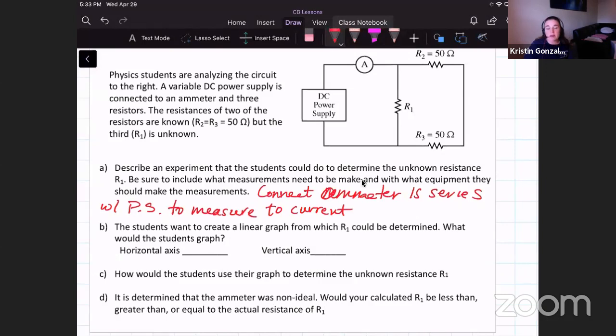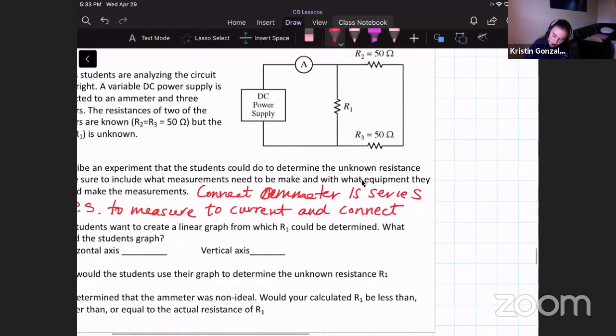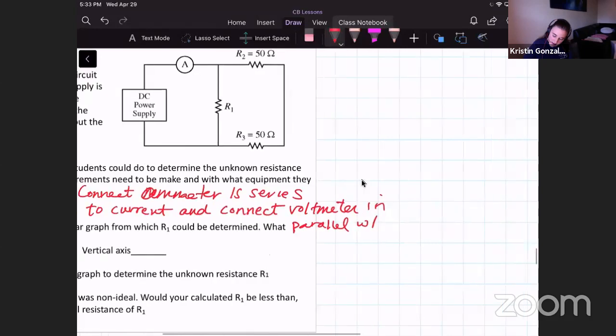And what else do we want to probably measure? That potential difference of the power supply. So how do we connect voltmeters in our circuit? Always in parallel. So we're going to connect a voltmeter in parallel with the power supply to measure the potential difference of the power supply.